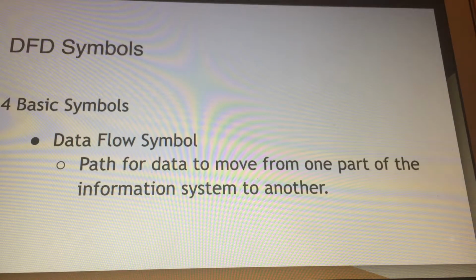The second symbol is the data flow symbol. The symbol for a data flow is a line with a single or double arrowhead. The data flow symbol appears above, below, or alongside the line. A data flow symbol consists of a singular noun and an adjective if you need one.